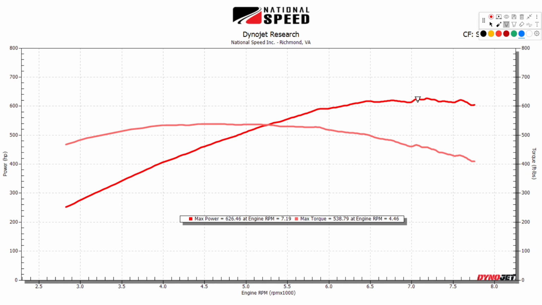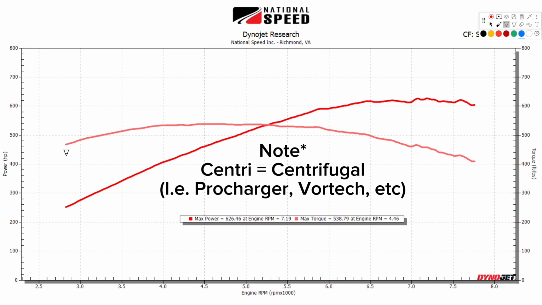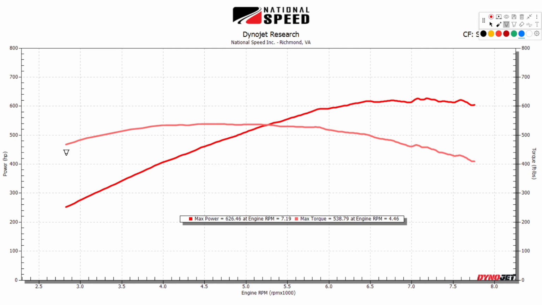Okay, so let's say we have another car, and I'll use a Centrifugal for example, because centrifugal cars have different power bands, just like turbo cars. And of course, everyone always asks, what's the best power adder? There are different advantages and disadvantages for each power adder, but let's give an example here of a centrifugal power band with the same torque and the same max power.